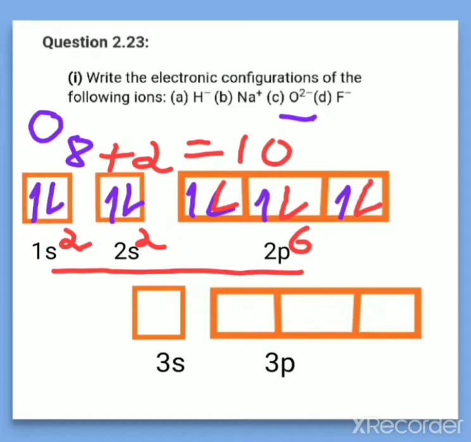So what is the electronic configuration for the oxide ion? That is 1s2, 2s2, 2p6. That is the electronic configuration for O2 negative, the oxide ion.